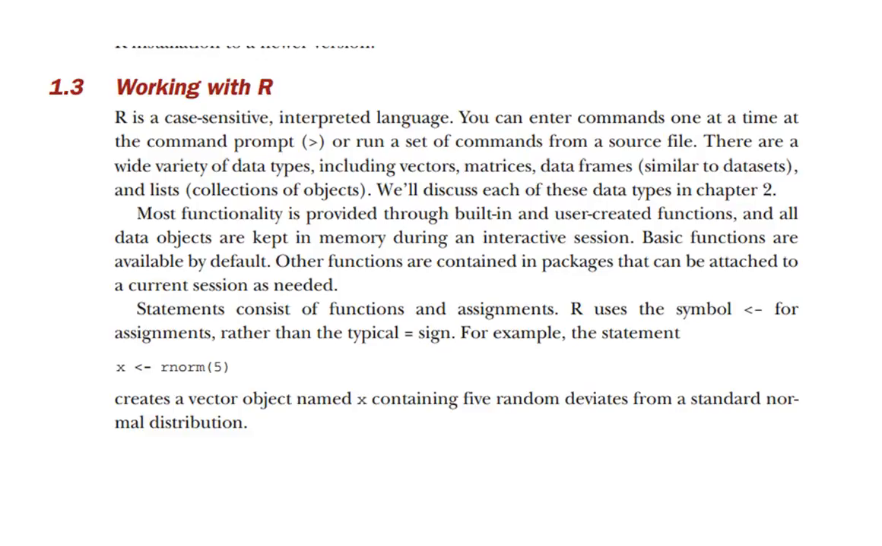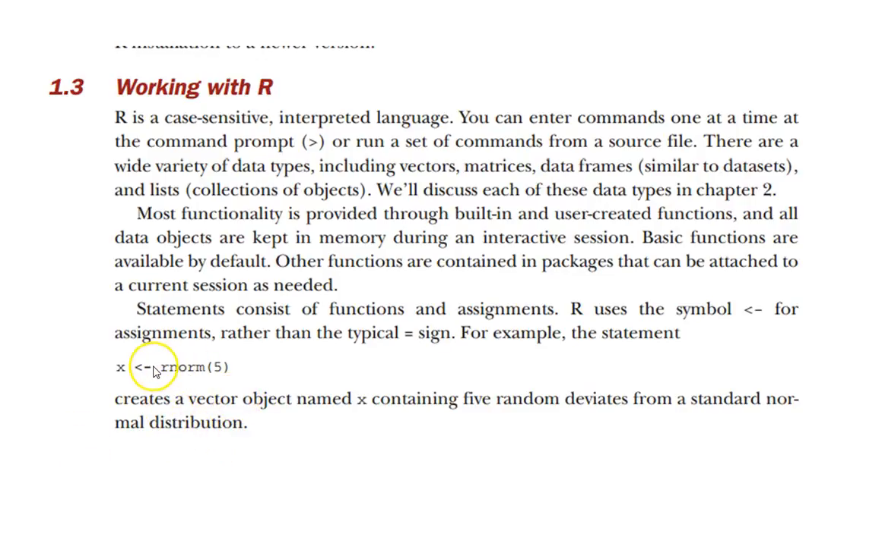Statements consist of functions and assignments. R uses the symbol, this arrow, for assignments rather than the typical equal sign. For example, this. Okay, so we've been using this, but then I tried to use equal also, right? And actually you can use equal. People who love R probably wouldn't appreciate that we use the equal sign, but anyway.